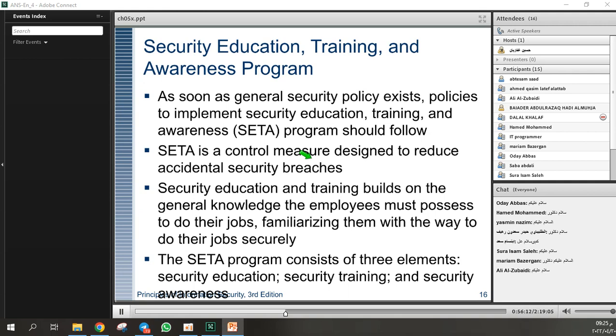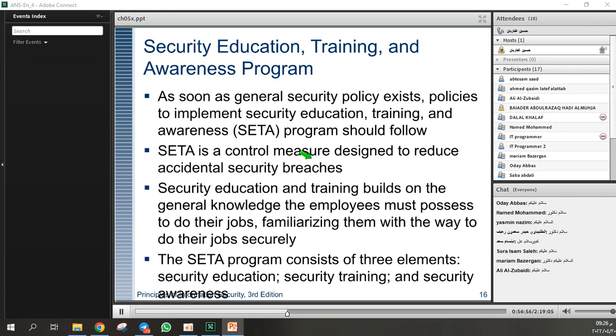But by applying education, hiring new employees with a higher level of education, preparing different training courses, something like that, and awareness programs for people, I can reduce the risks of something else happening. Reduce the risk of accidental security breaches.